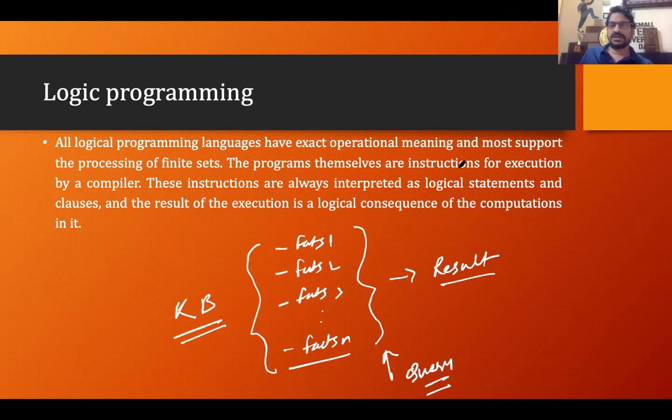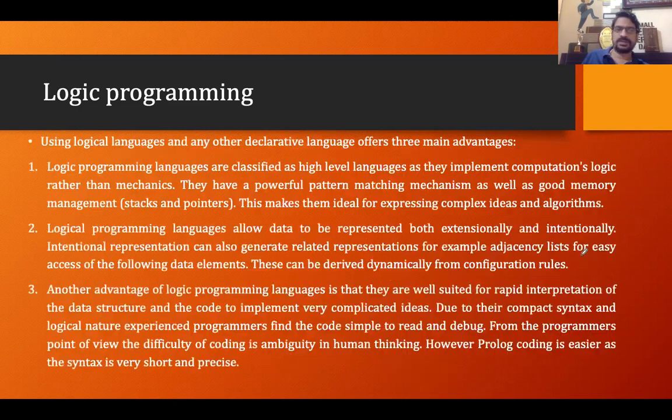The programs themselves are instructions for execution by the compiler. These instructions are always interpreted as logical statements and clauses. And the result of the execution is the logical consequence of the computation on it. So we do some computation on it and we get the output. Generally these facts and clauses are based on first order logic, or second order logic, called predicate logic. You might have learned about first order logic or predicate logic or logic calculus. And it is all about that. We have some inference rules, and based on that, we get some knowledge.